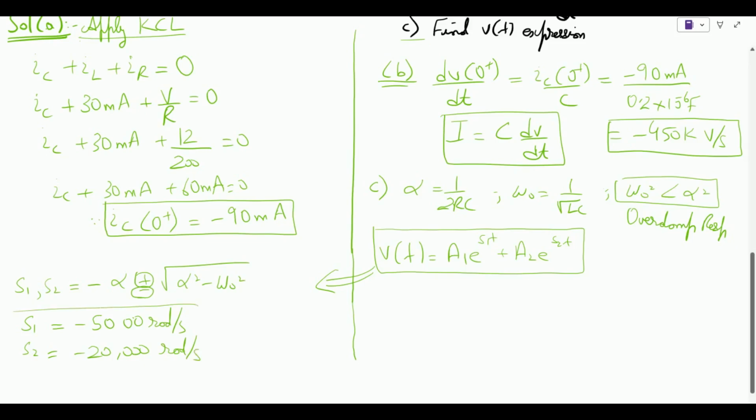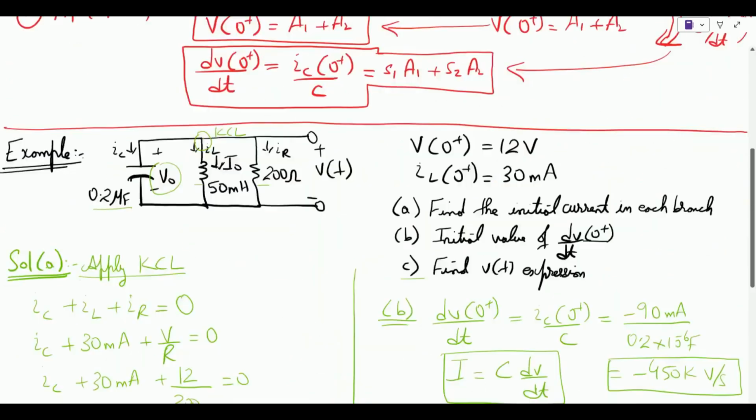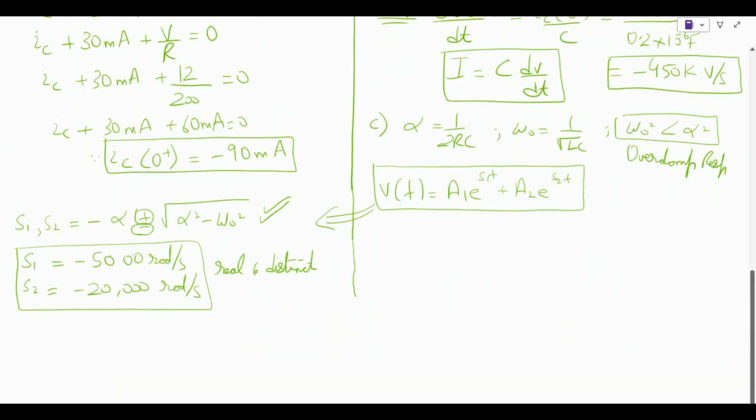So these are the two roots which we have figured out from this equation, and we can see that both of these roots are real and distinct, as we saw in our basic definition at the start of this lecture. For the overdamped case, the roots should be real and distinct, and we can verify that the roots S1 and S2 are real and distinct.